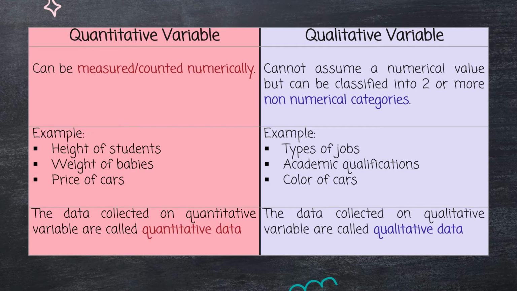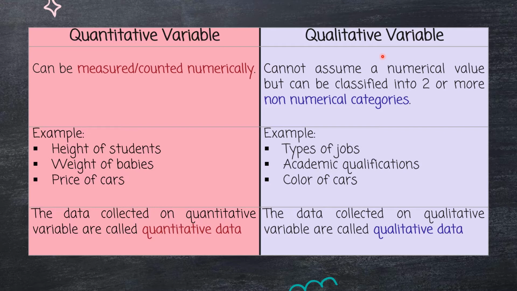So first, let's discuss quantitative variable. A quantitative variable can be measured or counted numerically. Example: height of student, weight of babies, and price of cars. So the data collected on quantitative variables are called quantitative data.